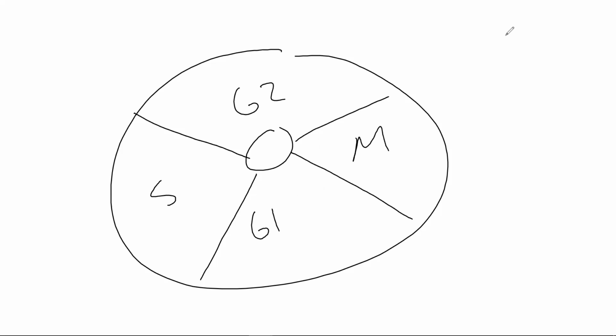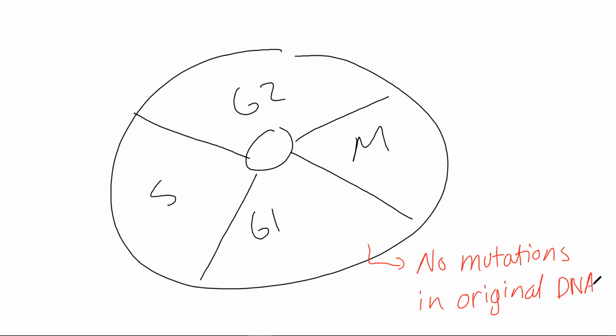The first checkpoint is in G1. In G1, what it is checking for is to make sure there are no mutations in the original DNA. That is the G1 checkpoint, right? Because no DNA has been made yet, right? So it needs to check all the DNA to make sure there's no damage and that nothing needs to happen before we can go and begin synthesizing DNA.